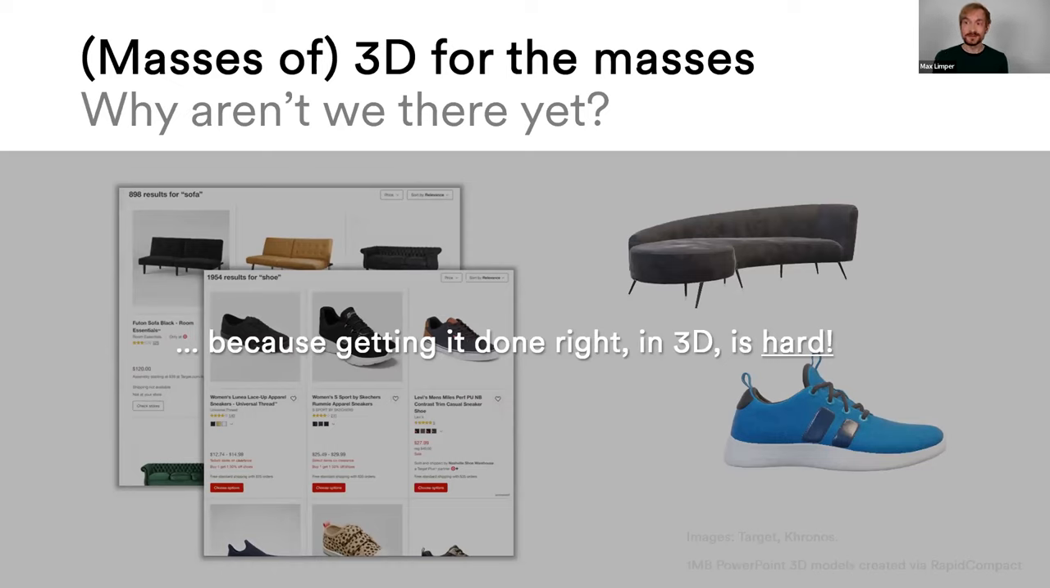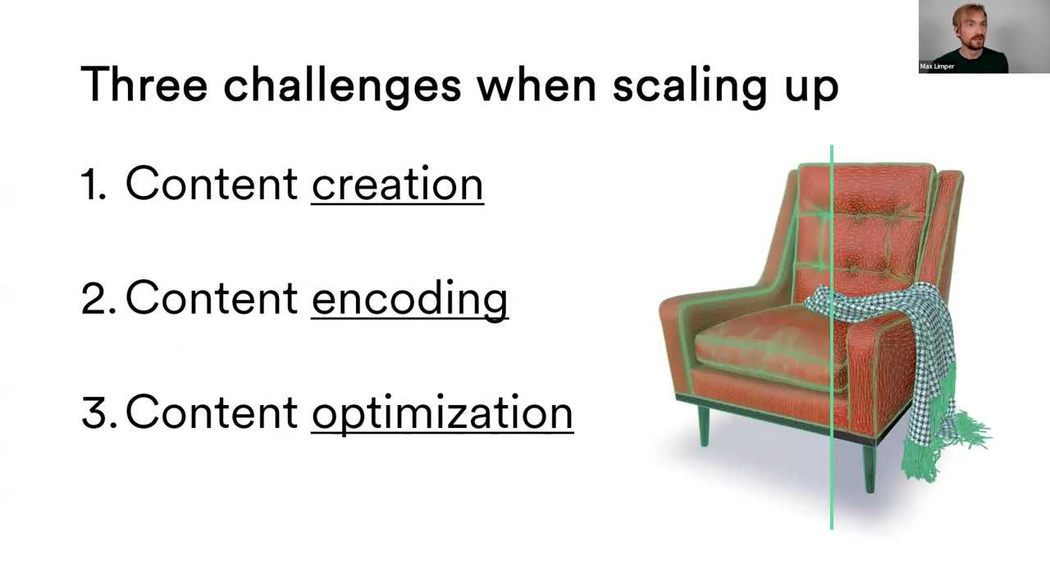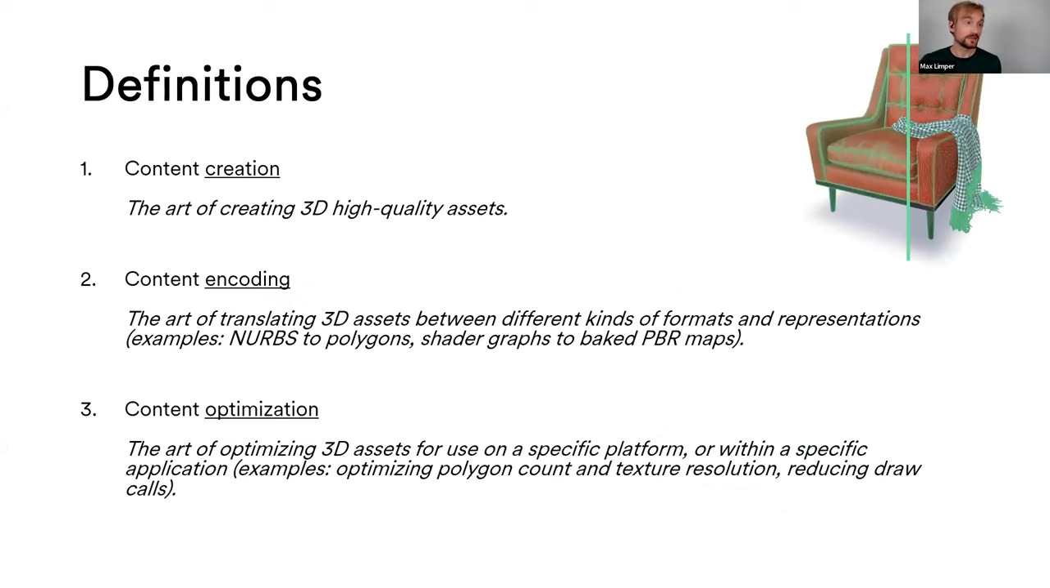And so our mission as companies working in the 3D ecosystem is basically to get it done right. And we believe that there are three key challenges when scaling up 3D pipelines. The first one being content creation, the second one, content encoding, and the third one, content optimization. And to add a little more detail, I added some definitions here.